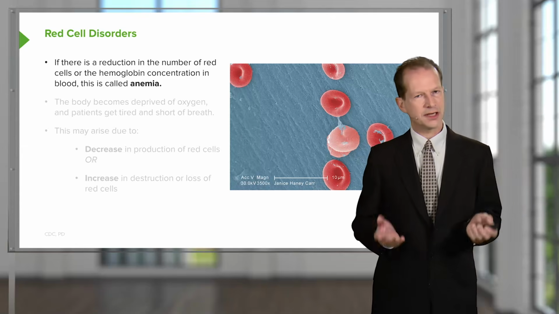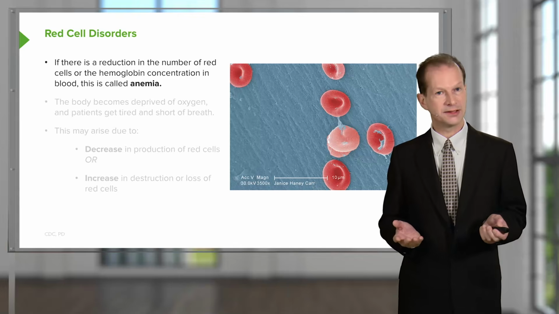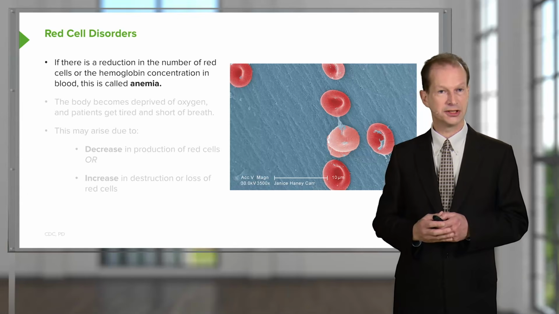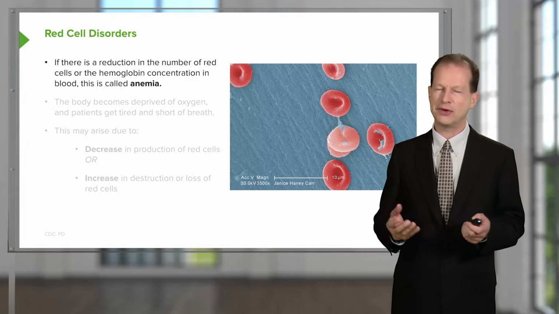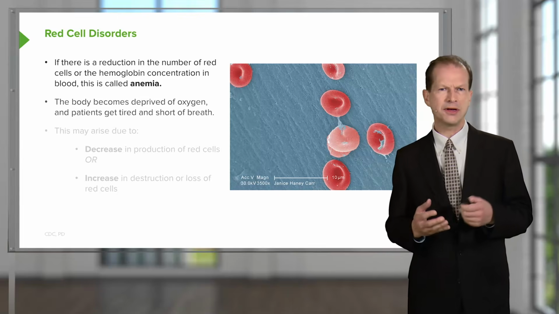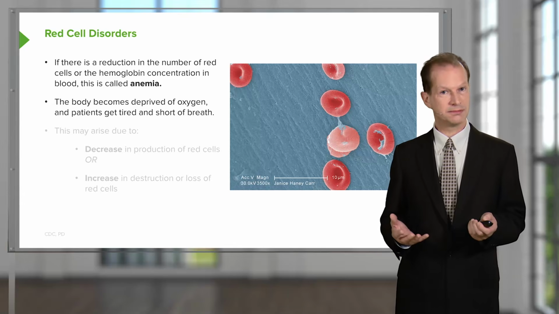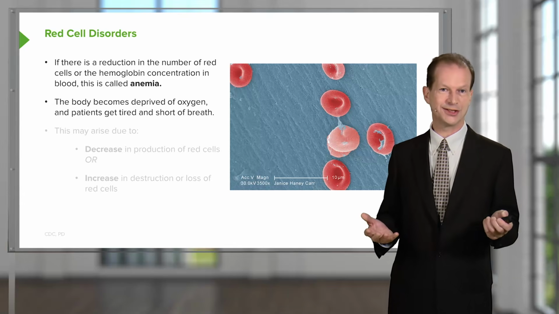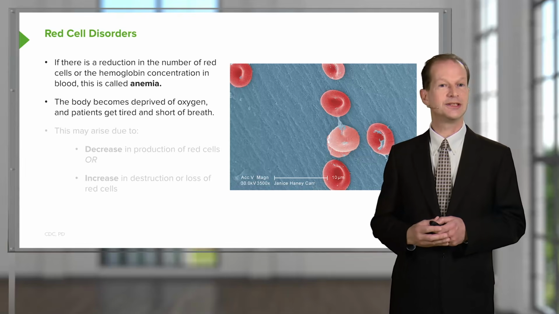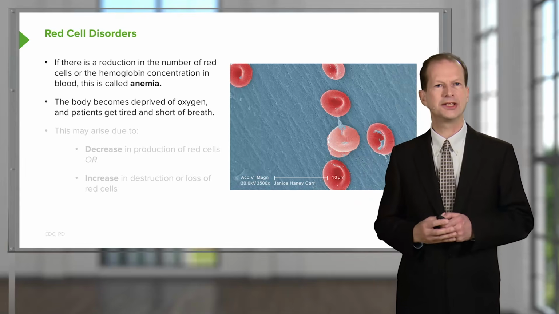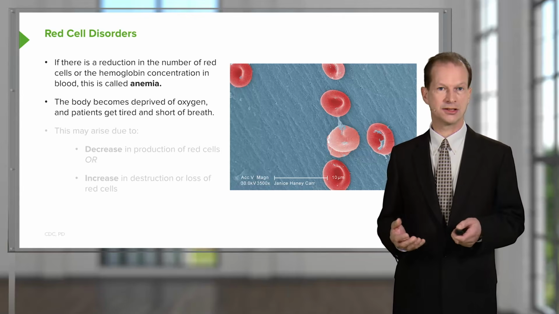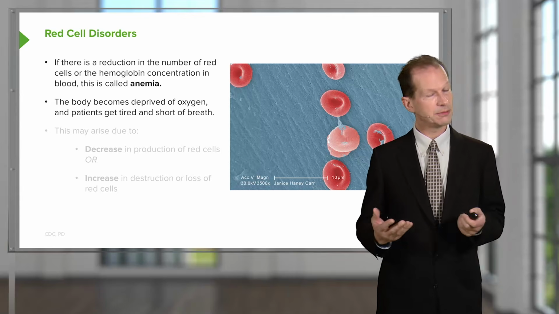Now, if there's a reduction in the number of red cells or the hemoglobin concentration in the blood, this is called anemia. This is a very common disorder, and the body becomes deprived of oxygen because, of course, the major function of red cells is to carry oxygen to the tissues. So the sort of clinical problems that the patient develops are tiredness, shortness of breath, perhaps problems in concentration.